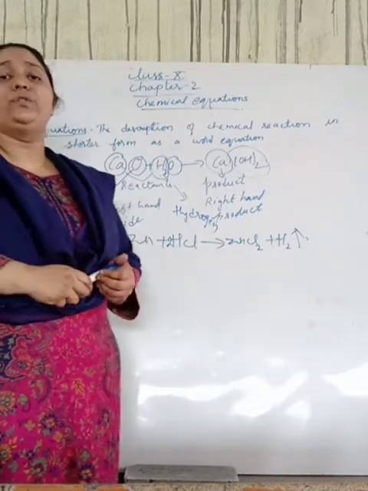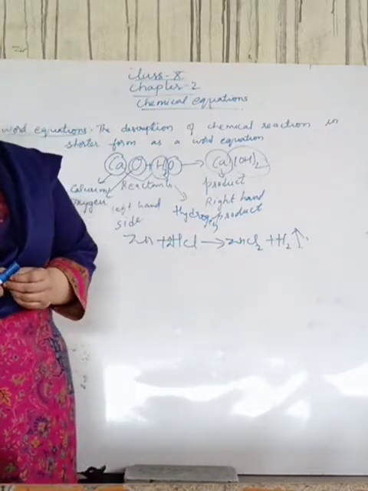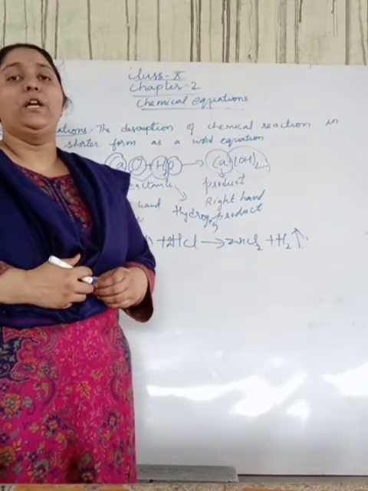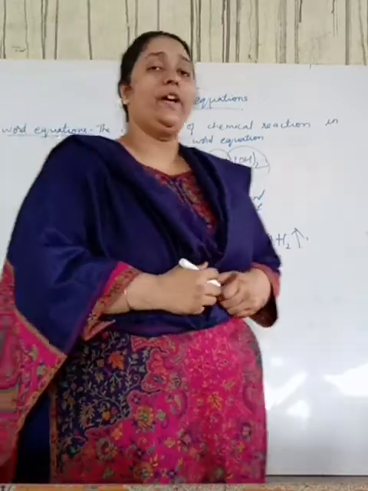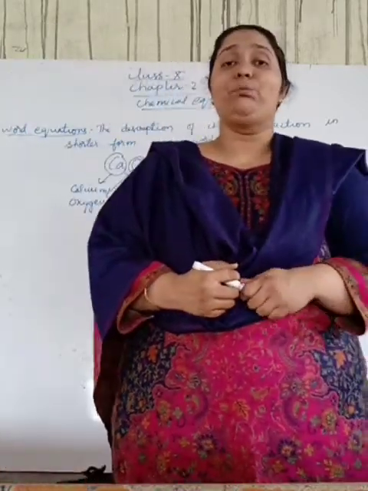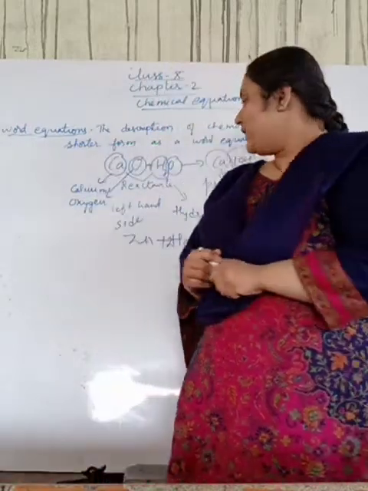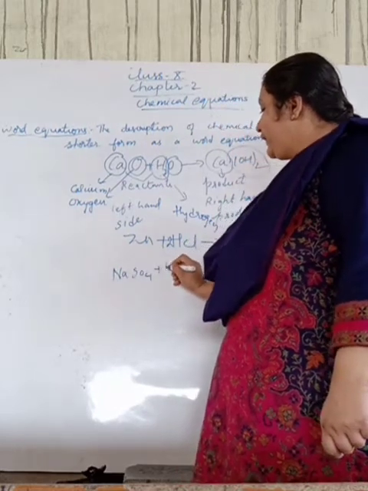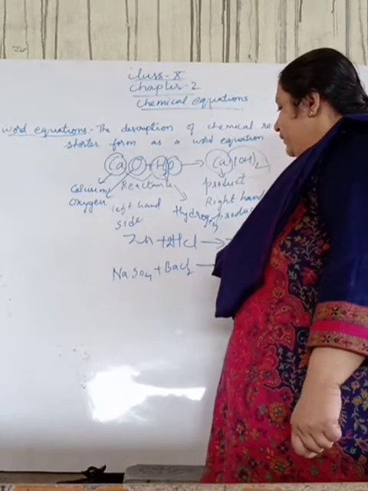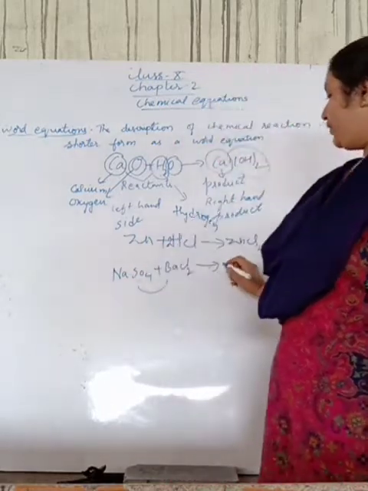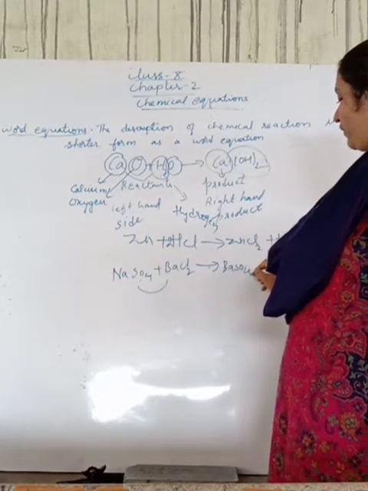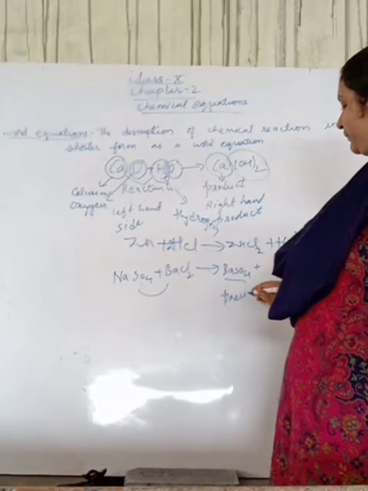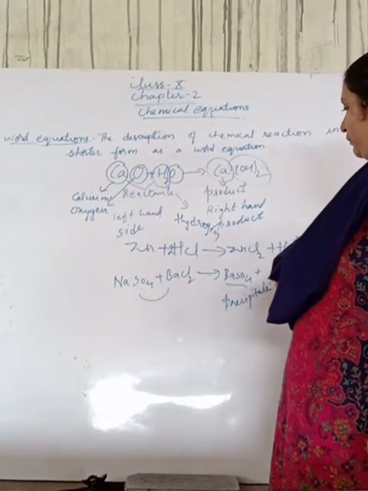So like this, students, for any reaction we can write an equation. One more we have seen: sodium sulfate reacting with barium chloride. What we saw in activity 2 is one more word equation or chemical equation. Sodium sulfate reacts with barium chloride to give barium sulfate precipitate plus sodium chloride.